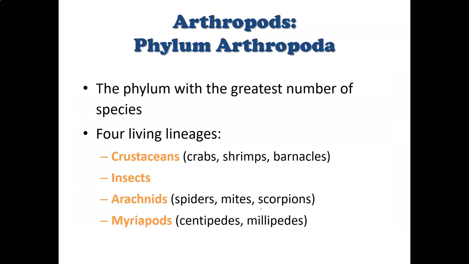The next animal phylum are the arthropods. And the thing to know about the arthropods, it is a hugely successful group. This phylum has the greatest number of species by a long shot. So like the mollusks, this one has distinct sublineages. Crustaceans, insects, arachnids, myriapods, these are all different types of arthropods.